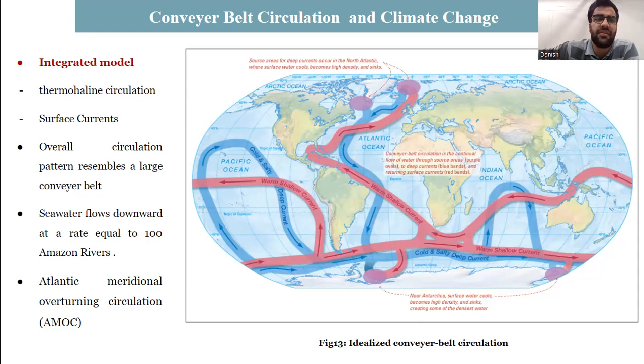And the scientists believe that in the future this AMOC circulation will shut down. As a result, there will be different climatic conditions in different places.